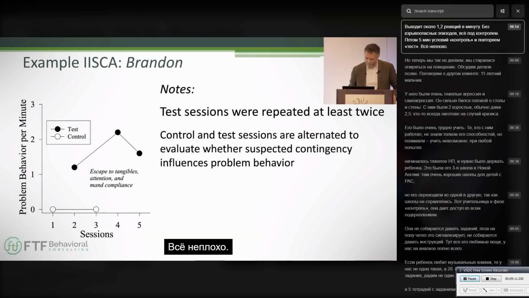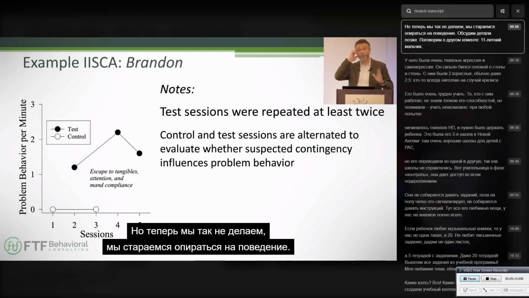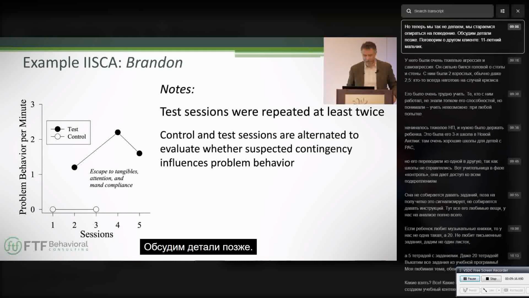This is lovely. But we don't do it this way anymore because we want to make it more performance-based, and I'll talk about those details later. Let's look at another client.